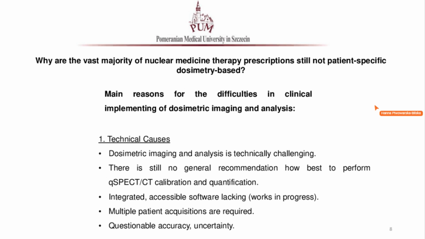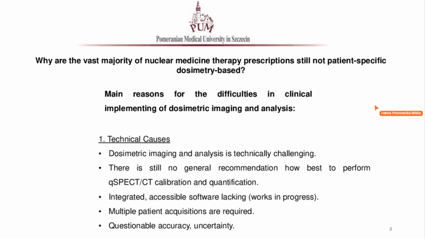Next slide. So why are there difficulties in introducing internal dosimetry to nuclear medicine? First of all, there are technical problems. Dosimetric imaging and analysis is not easy. There is still no general recommendation on how to perform the calibration and quantification of such dosimetry, and integrated accessible software is lacking. And actually, a patient needs to be imaged multiple times.